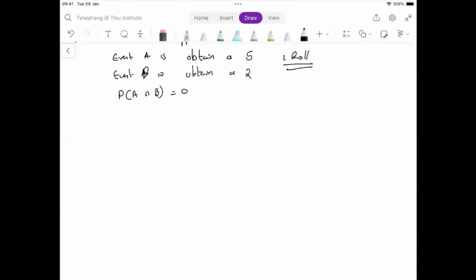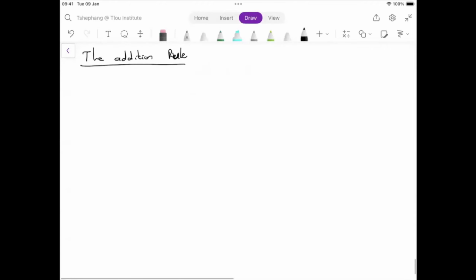Okay, now let's talk about the addition rule. Now the addition rule states that the probability of A or B is given by this. The probability of A plus the probability of B minus the probability of what? Of A and B. Okay, we're going to do an example just now. This is just a formula. You don't have to memorize it. It is given on the formula sheet.